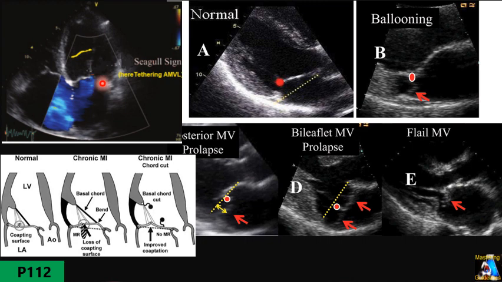Here, the feature of tethering on echo, we can appreciate very easily on the apical 4. We have anterior mitral valve tethering. You can see a little bulging out here compared to the other one. It gives you the pattern feature of the seagull sign. Yes, kind of a seagull sign. That's it.